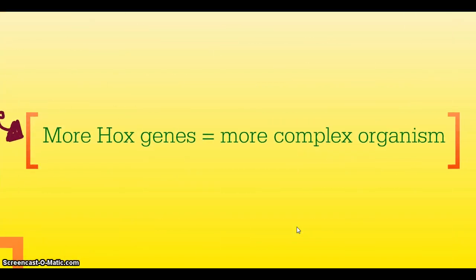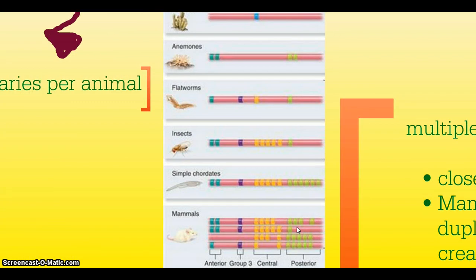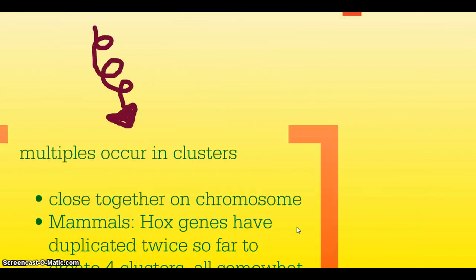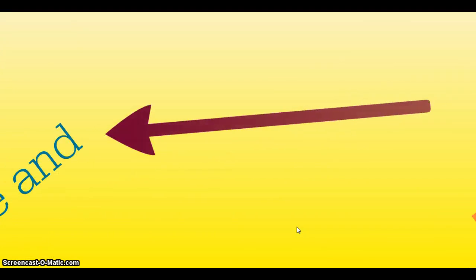And the more Hox genes you have, the more complex the organism. They are directly related. So, that goes to show that a sponge would definitely be less complex than a mammal because, well, one of the reasons is because it has fewer Hox genes. Moving on.